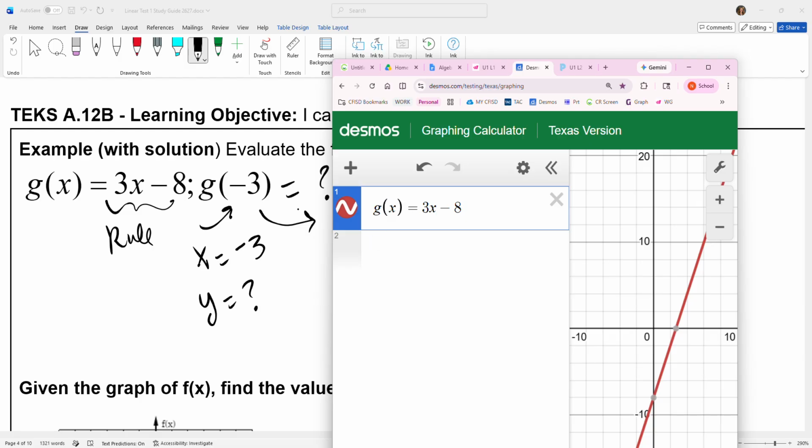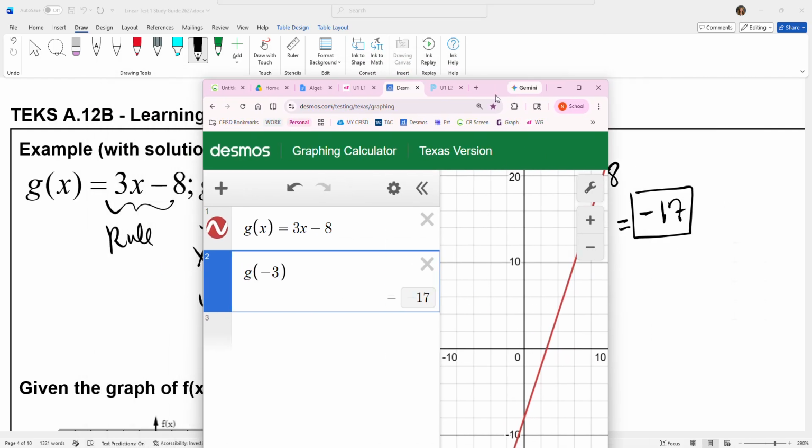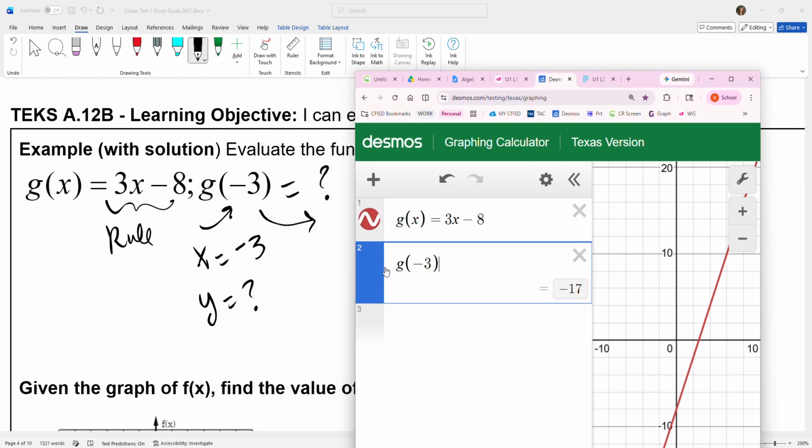Now, I'm double checking everything. I have an equal sign, I have an equal sign. I have a minus, I have a minus. Everything matches. Then in the next row, I'm going to put g of negative 3. That's going to give me negative 17. And we said it was negative 17, so we did do it correctly. This option will not work if you are looking for the input. We're looking for the output in this situation. If we're looking for the input, we've got a different scenario, and we're going to have to solve an equation.